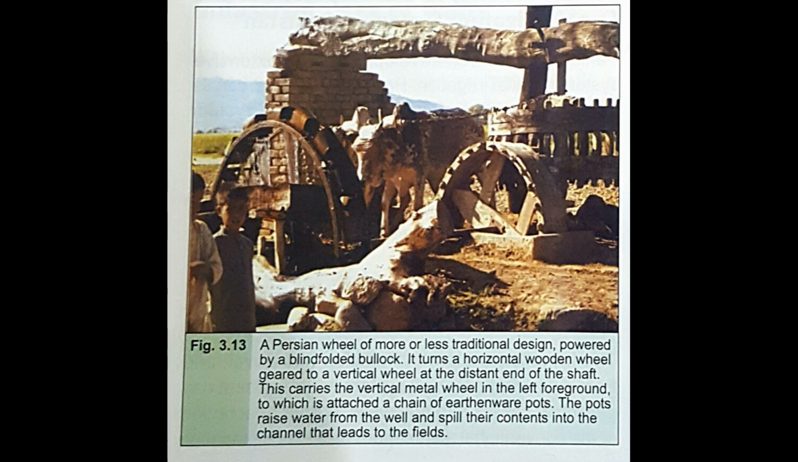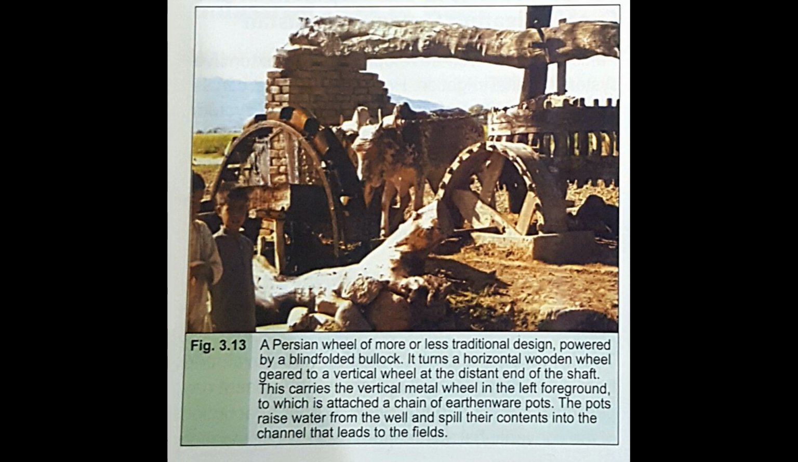So students, in the Persian wheel system, the Persian wheel is an old method of irrigation. A number of buckets are attached to an endless chain and lowered into the wells. As the wheel turns around by animal power, water is brought up by the buckets.